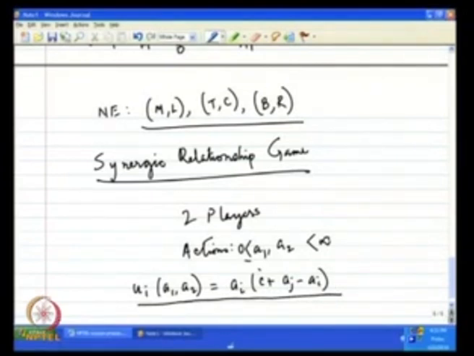Initially, given C and given AJ, if AI rises, then this UI also rises. Because suppose AI is less than C plus AJ divided by 2. Oh, I forgot to mention C is positive. C is a positive constant. It's a given from outside. Now, obviously, if AI rises, the whole UI rises.